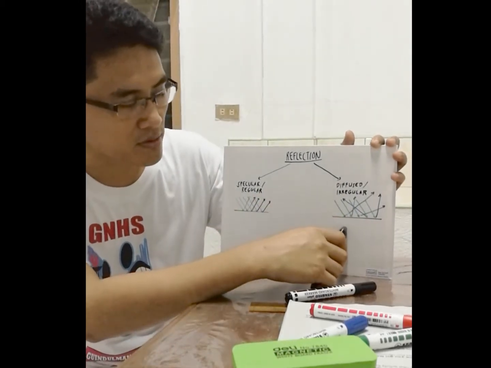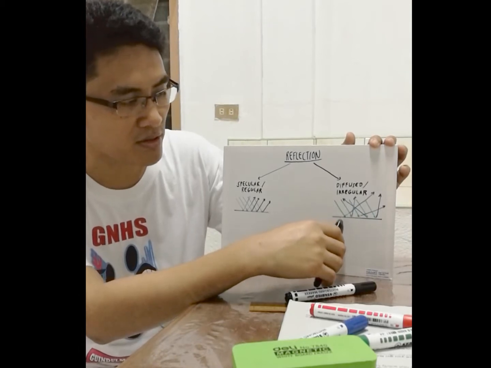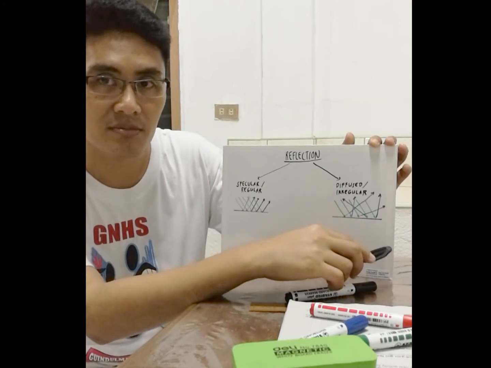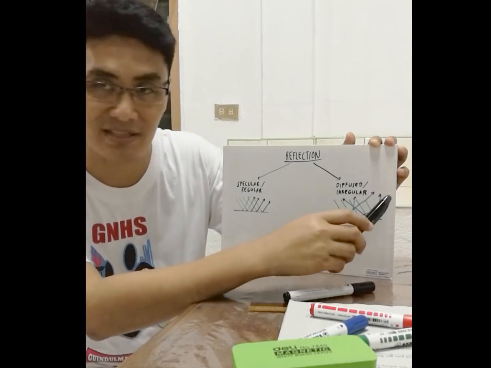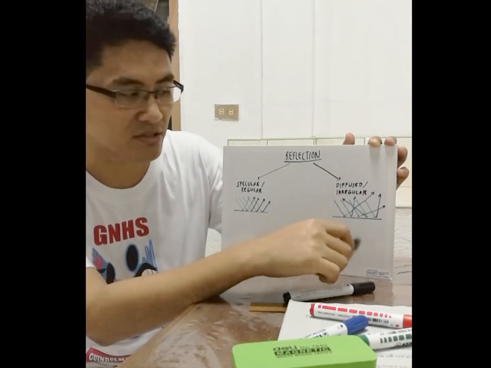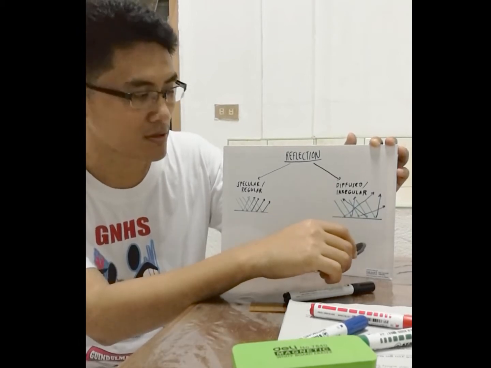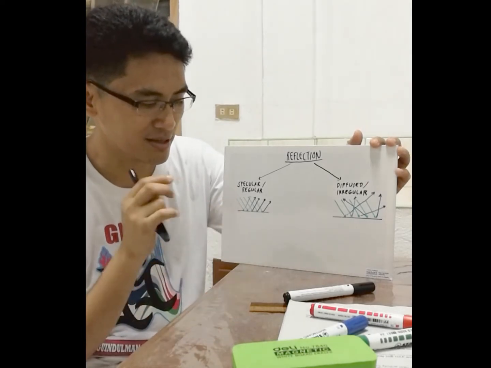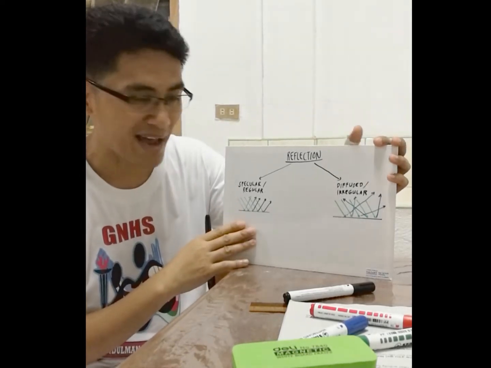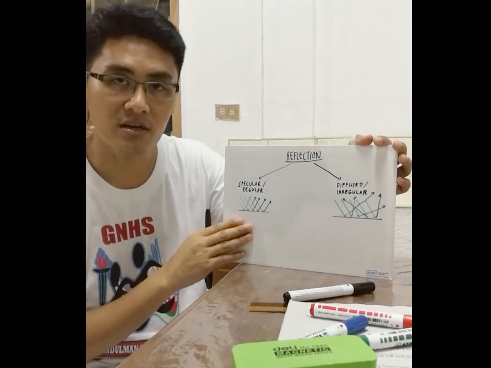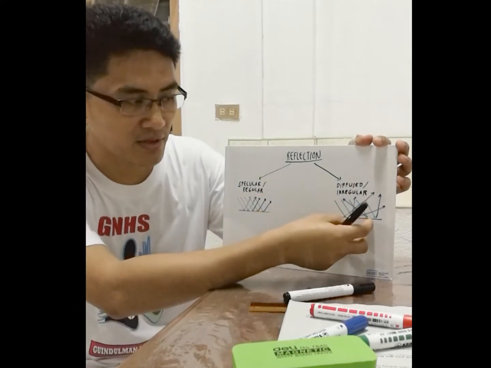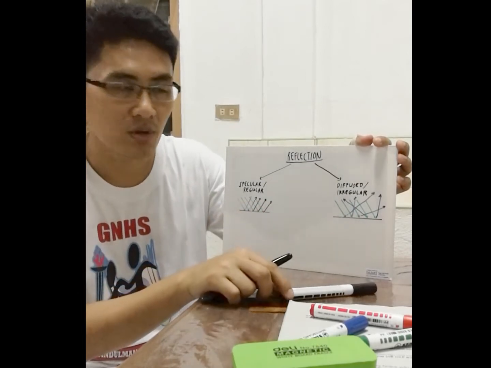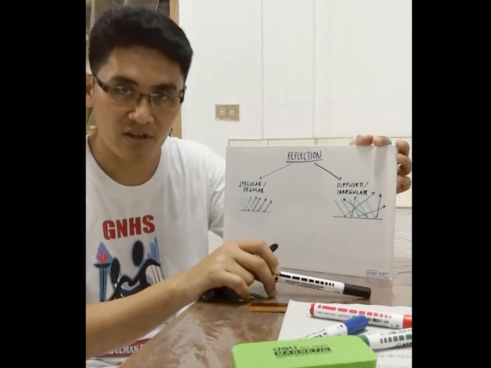Now for diffuse reflection or irregular reflection, what happens is you have regular incident rays, but the reflected rays are scattered in different directions. So again, when the light rays are reflected in a uniform manner, it's called regular reflection. But if the light rays are scattered in different directions after hitting the surface, we call it diffused reflection.